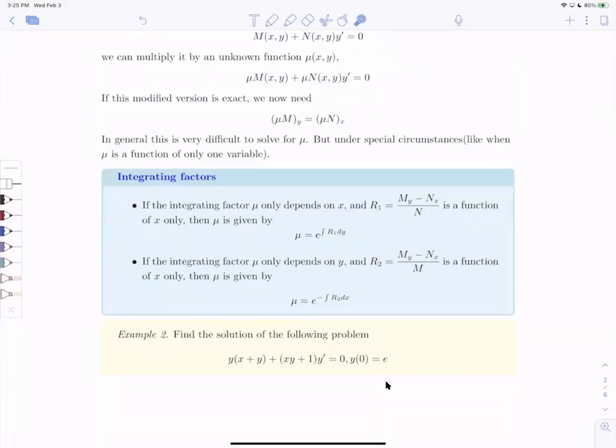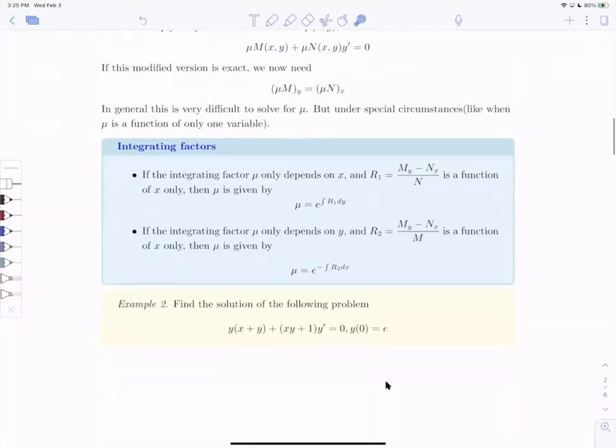So how do I find the integrating factor? If the integrating factor mu only depends on x, and R1 equals this, which is a function of x only. So if you do this and find a function of x only, then you can use this. But if it gives you a function of x and y, then you cannot use it anymore. If the integrating factor only depends on y, and this is a function of y only, I meant, this is a typo, of y only, then mu is given by this.